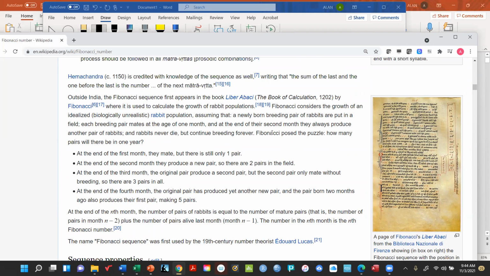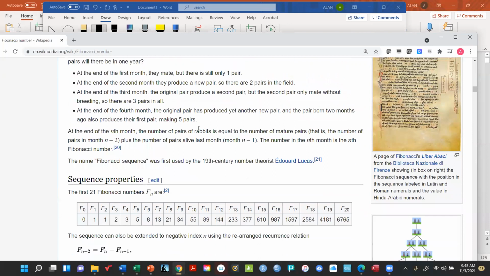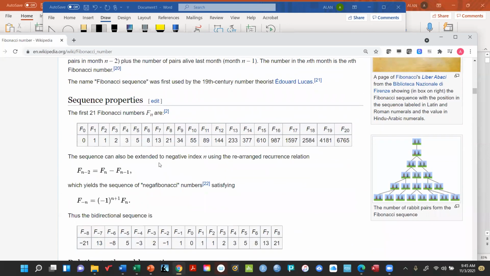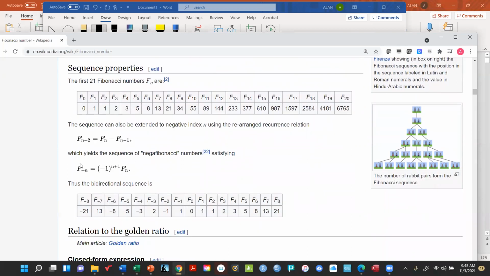He considers the growth of an idealized rabbit population, assuming that a newly born breeding pair of rabbits are put in a field. Each pair mates at 1 month, and at the end of the second month, they always produce another pair. The rabbits never die, but they continue breeding forever. How many pairs will there be in 1 year? And so that's what he came up with. And you can see the numbers are going to get very big very, very quickly here. And then here's the mathematics behind it.